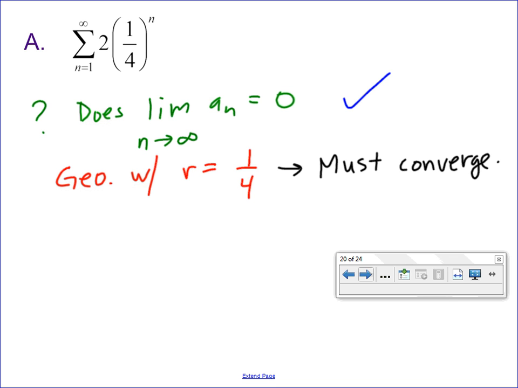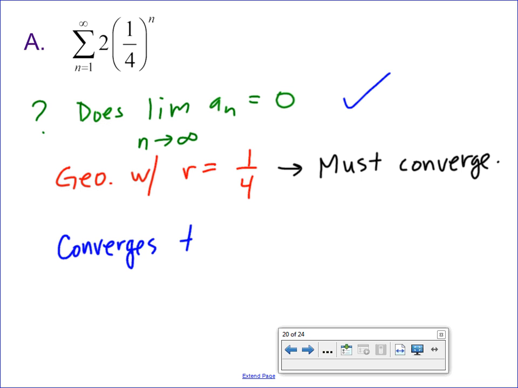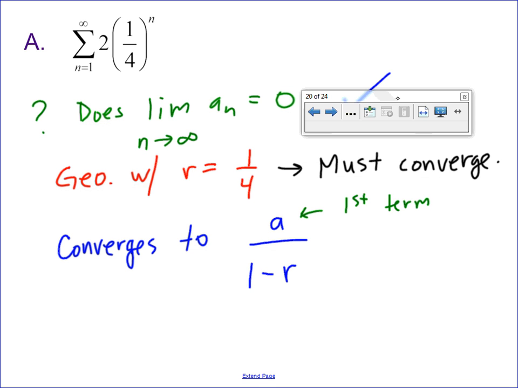And what does it converge to? Well, now I've got a formula. If it's geometric and the absolute value of r is less than 1, then it converges to, and this is the formula you'll see in your text, simply a over 1 minus r. Now, a is my first term, because we're dealing with the realm of sequences. A is my first term, and r is my ratio between successive terms, my 1/4 in this case.